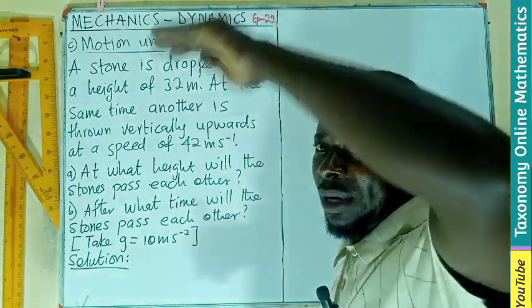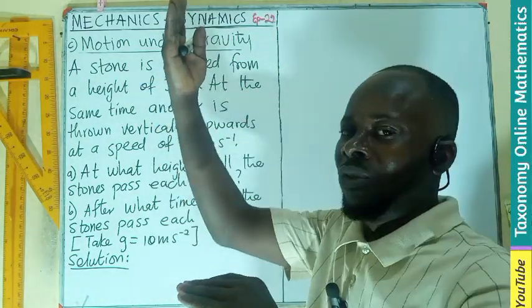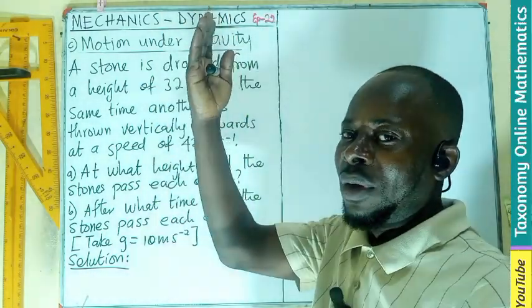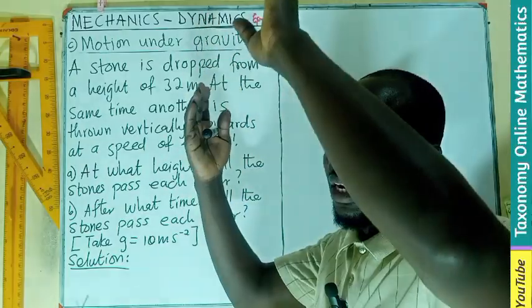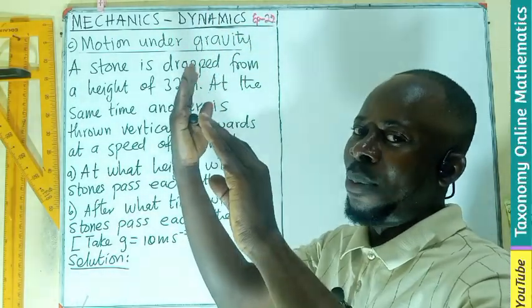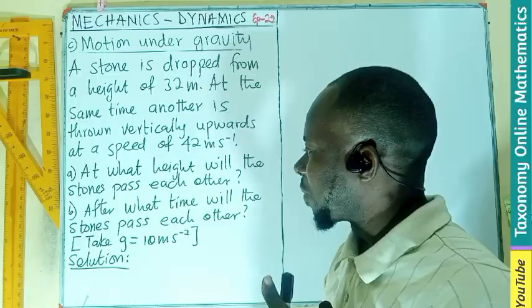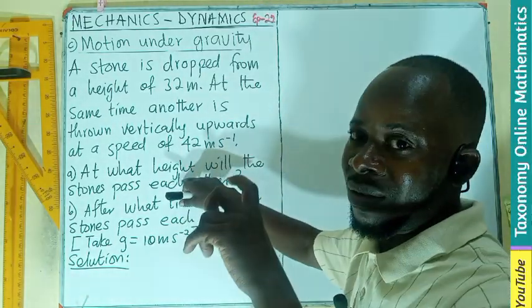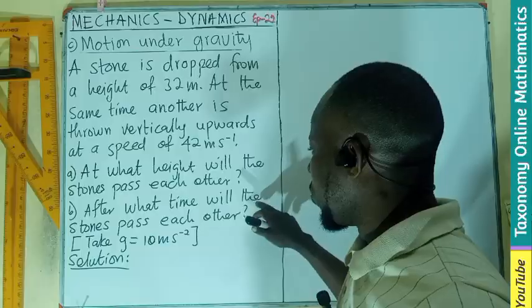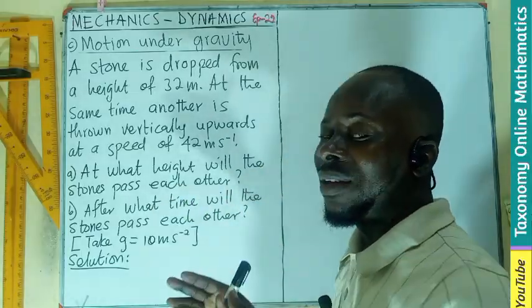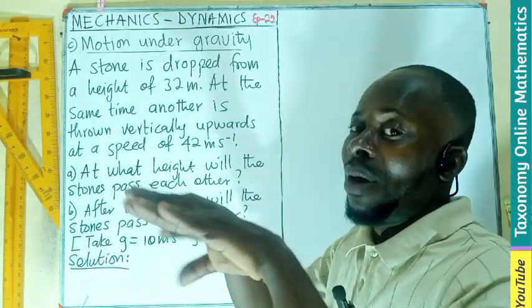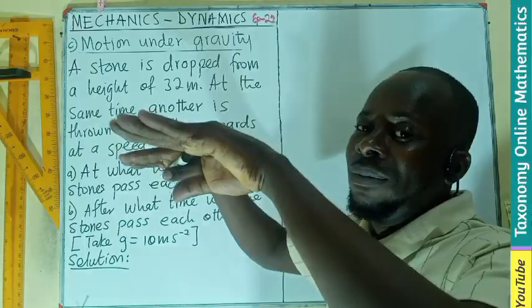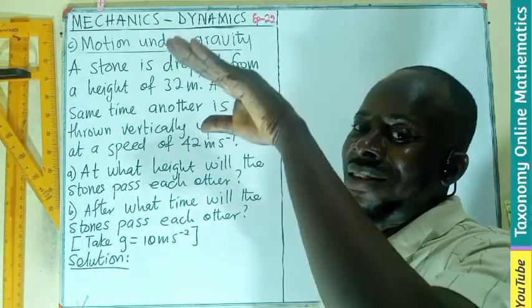So one is dropping, one is going up. So we are looking for the time at which the first one is dropping, the second one is going up, where they will be in line. Then we are looking for that height, and the time at which the stones pass each other. So we are talking about at what height or time the two stones bypass each other.